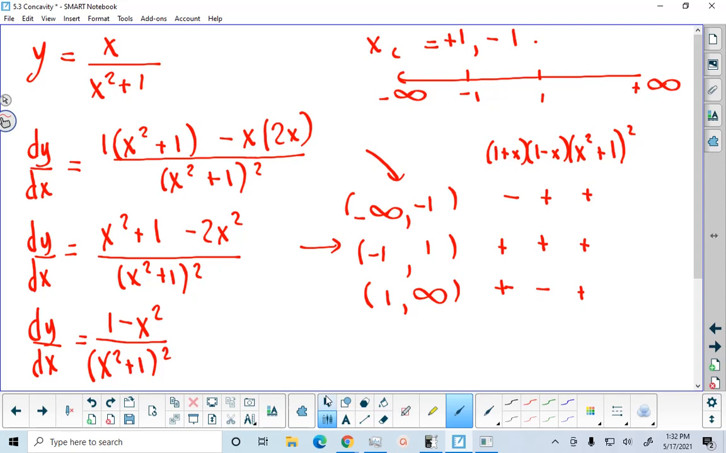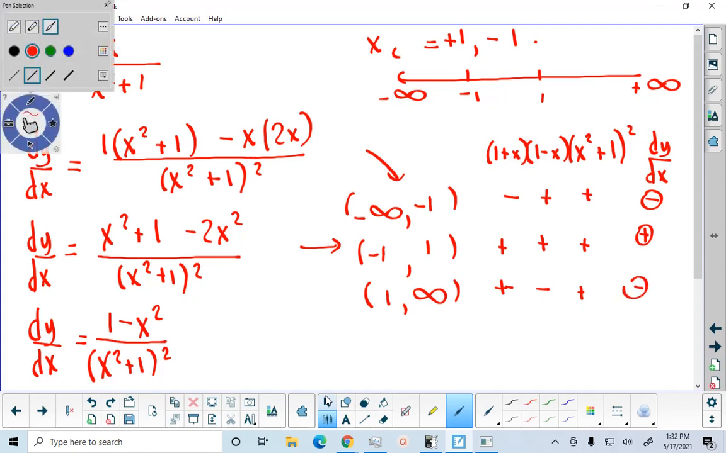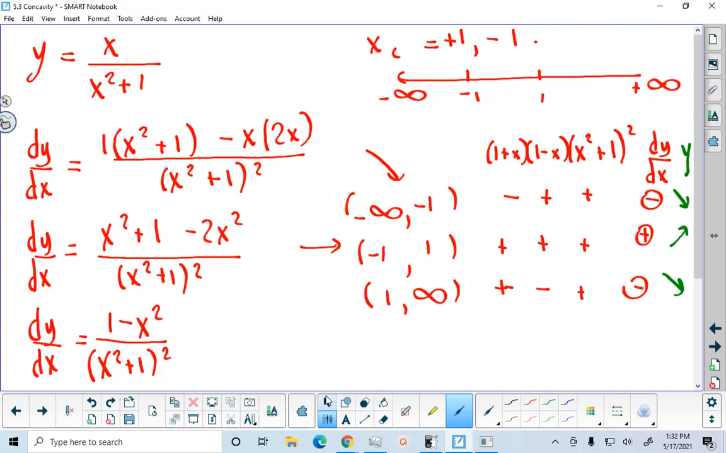What does that tell us? It tells us that the derivative is negative, then positive, then negative. What does that tell us? I almost didn't give myself enough room, but I'm going to squeak it in. It tells us that the function is decreasing, then increasing, then decreasing. Which means that at negative 1 there's a minimum, and at positive 1 there's a maximum, which makes sense.